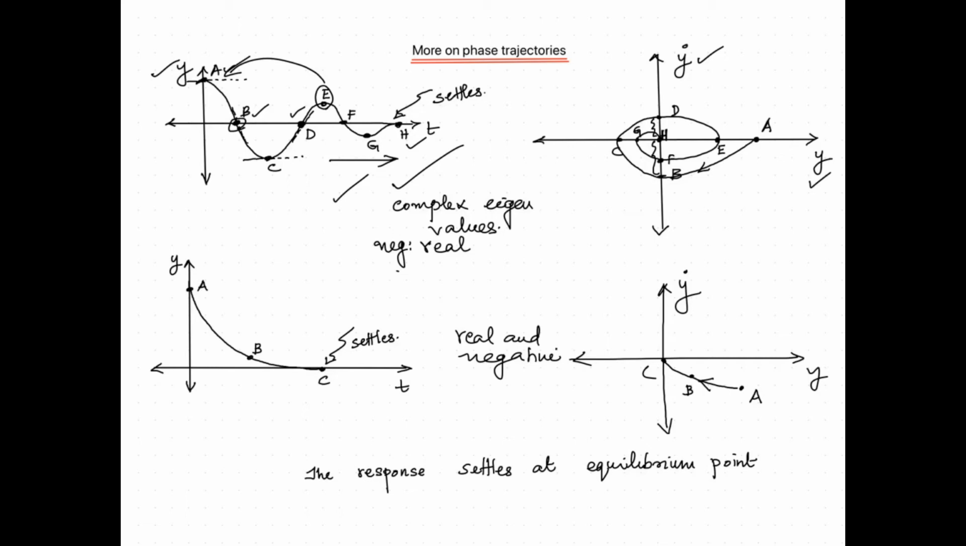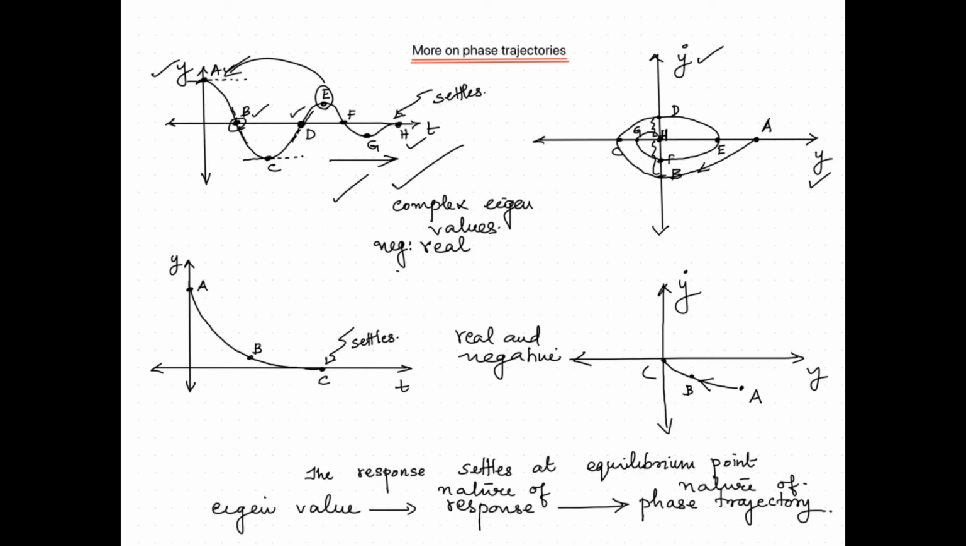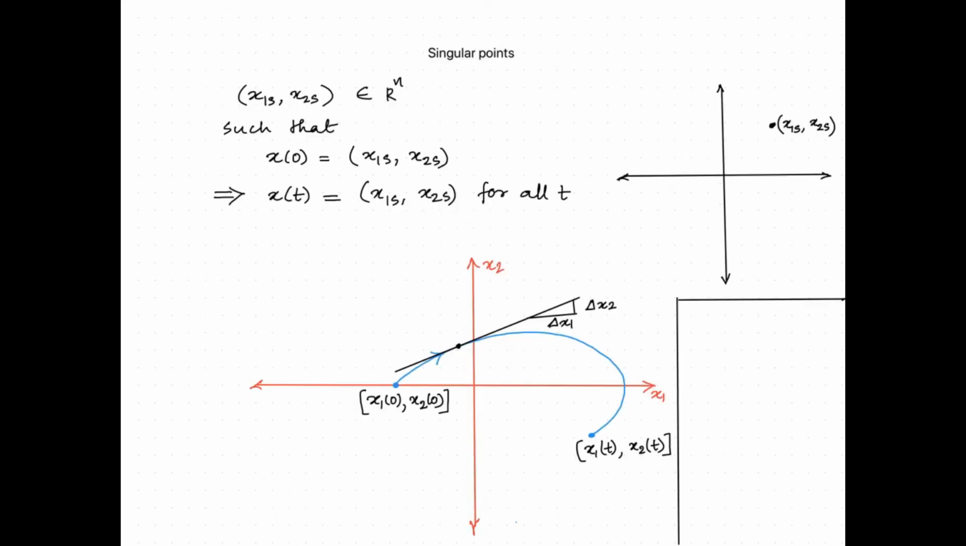This helps us in concluding that the nature of the phase trajectory depends much on the nature of the eigenvalues, because eigenvalues determine the nature of the response. Thus we can conclude the eigenvalues determine the nature of the response, which in turn determines the nature of the phase trajectory. We can also see that the response settles to the equilibrium point. Now let us consider what a singular point is.